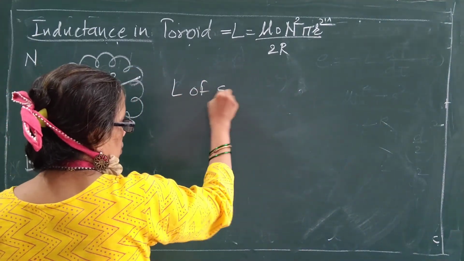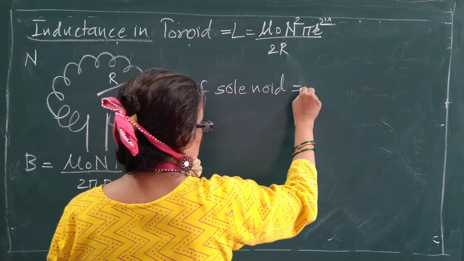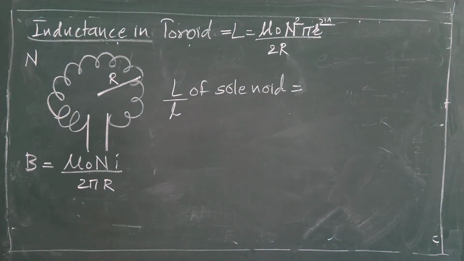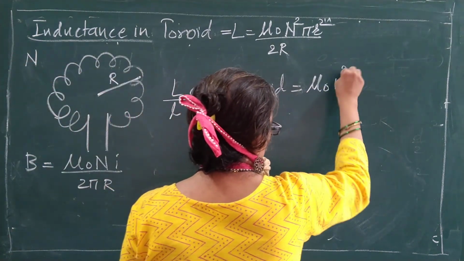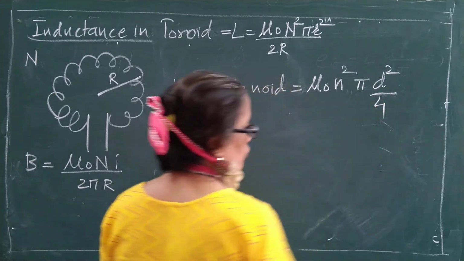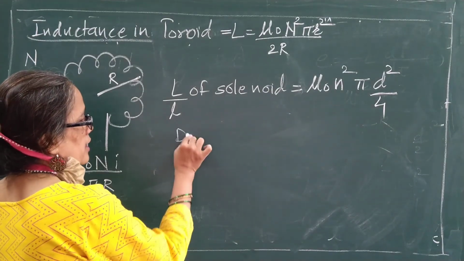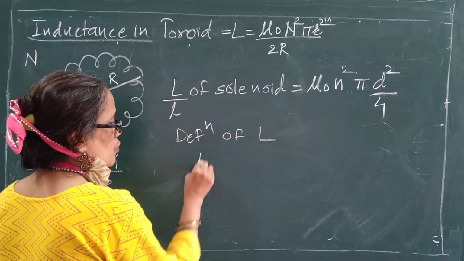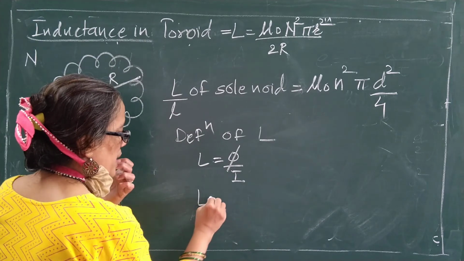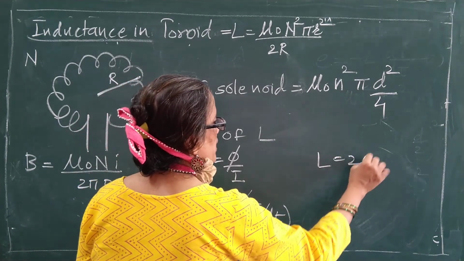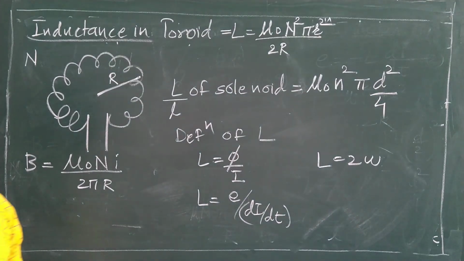Then the inductance per unit length of the solenoid, which you have written as mu 0 N square pi d square upon 4. This we have as the solved formula. Then we have seen the definition of inductance. First formula, L is equal to phi upon I. Second formula, E is equal to L di by dt. And third formula, inductance L is a constant. This is nothing but your total consideration about inductance. Fine? Thank you.